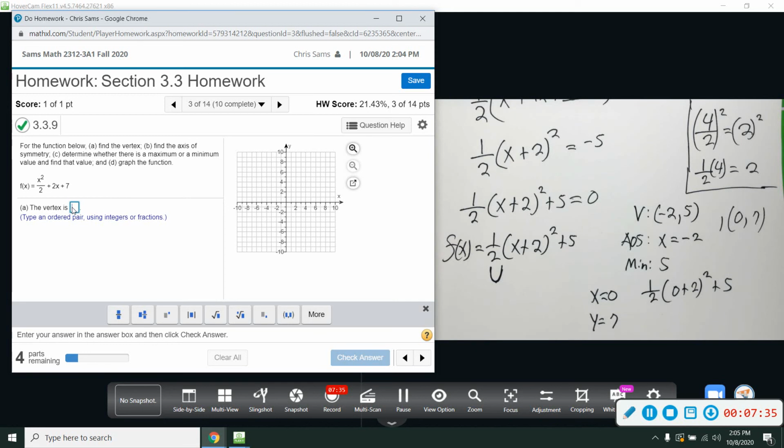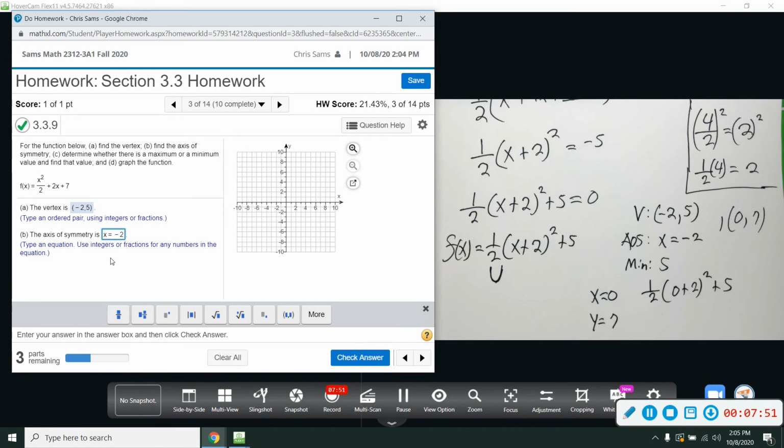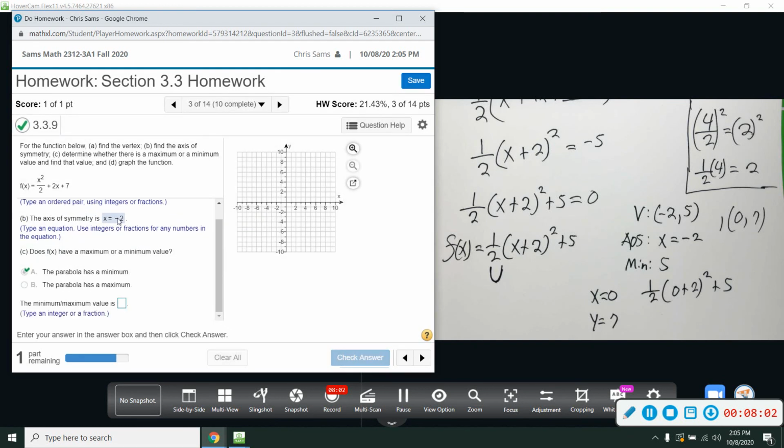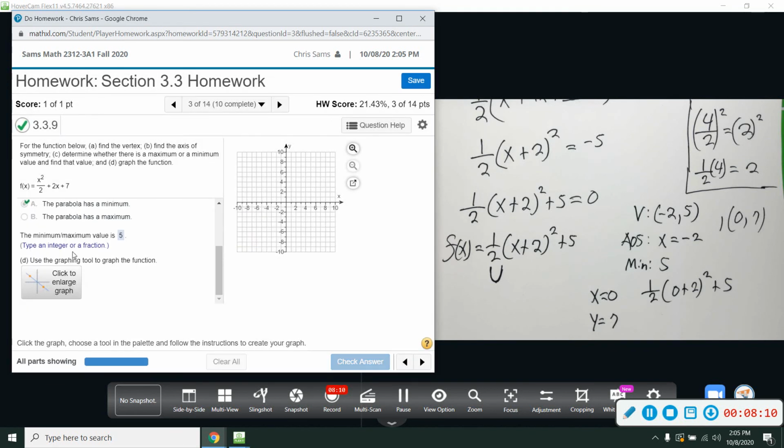Alright, so the vertex is -2, 5. The axis of symmetry, x equals -2, same as the x coordinate of the vertex. We decided we have a minimum. The value of that minimum is the y coordinate from the vertex, which is 5. And we're going to graph it.